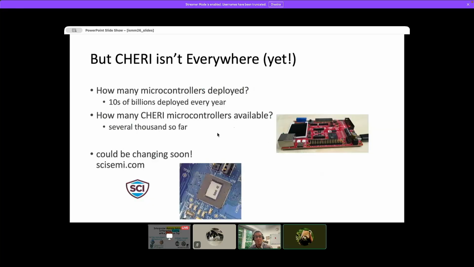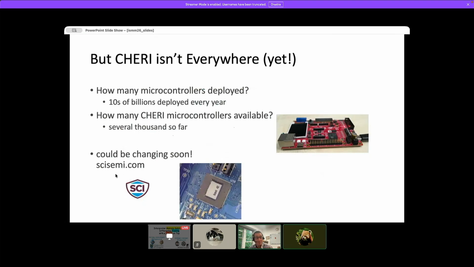CHERI, of course, is not ubiquitous. Microcontrollers definitely are. Tens of billions of microcontrollers are deployed every year. And at the moment, there are several thousand CHERI microcontrollers, memory-safe microcontrollers out there, like this one here. This is a Sonata board from Low Risk.